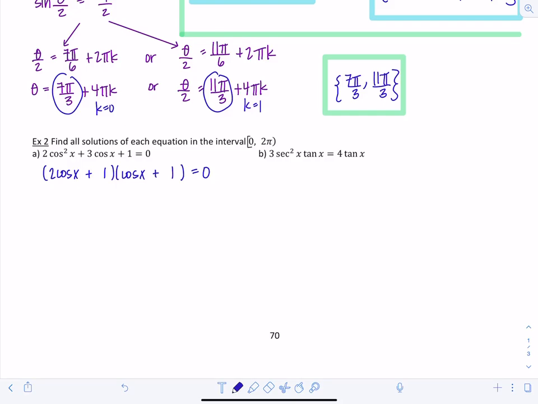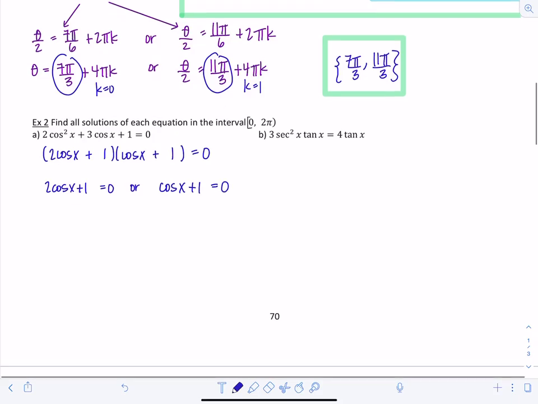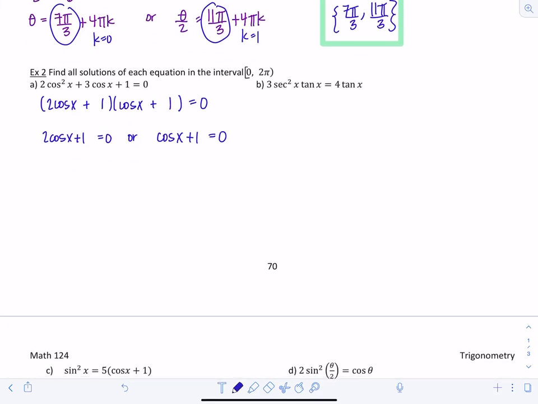Yep, that works beautifully. Now I'm going to use the zero product property and set each of the factors equal to 0. So I'm going to set 2 cosine x plus 1 equal to 0, or cosine x plus 1 is equal to 0. Nice. Now from here I'm going to get cosine of x is equal to negative 1/2. So let's think, on the interval from 0 to 2 pi, when is cosine equal to negative 1/2? Well, that would be in quadrant 2 at 2 pi over 3, as well as quadrant 3 at 4 pi over 3. Okay, that takes care of the first equation.